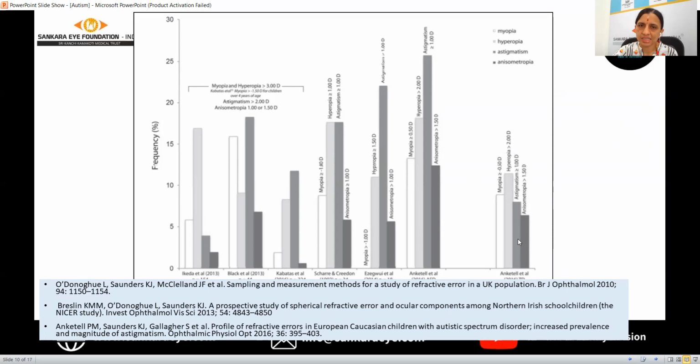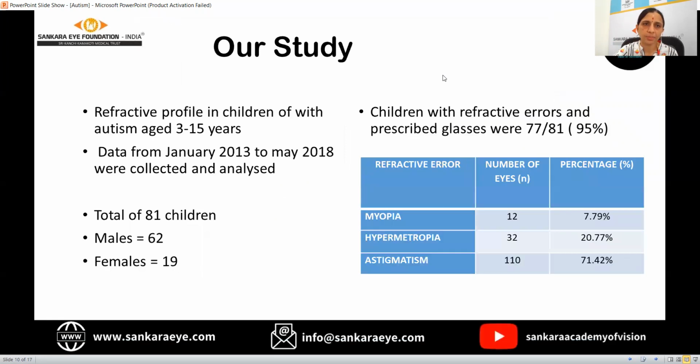When they compared typically developing children with children with autism, what they noted was a higher risk. When we compare this last graph with the last one, what we note is the increased incidence in children with autism. Again, astigmatism is far more common and occurs at a higher preponderance in children with autism compared to normally developing children, while myopia is slightly increased and hyperopia very minimally increased. So, doing a comprehensive eye examination involving a dilated refraction to note the refractive errors becomes important.